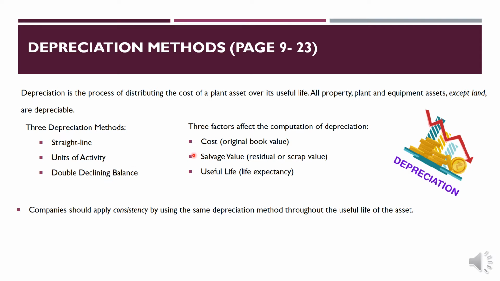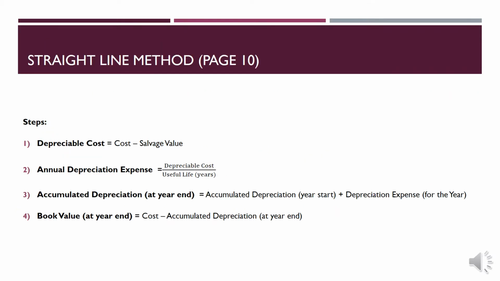Three factors usually affect this depreciation, and that is the cost of the plant asset, the salvage value, or what we also call the residual or scrap value, which is the value of the plant asset at the end of the plant asset's useful life. And the useful life also affects the depreciation of the plant asset. We will start with the straight line method, and it's found on page 10.